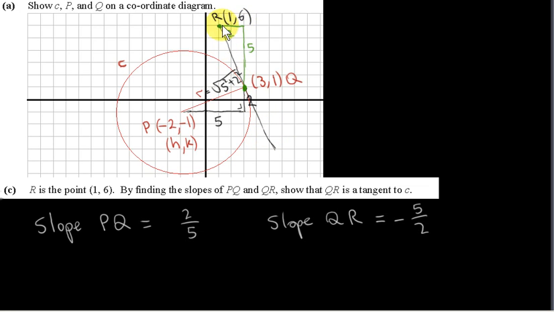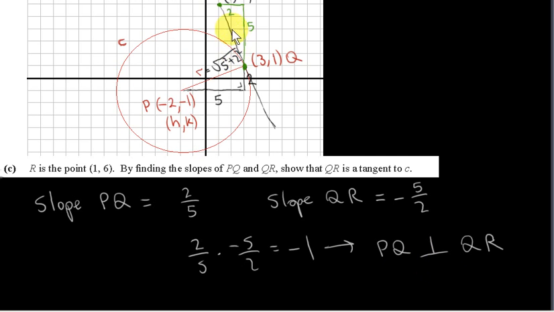Because if we go out a certain distance from any point on the line, if we increase x by a certain amount, we have to decrease y to meet the line. Of course, the other way to get the slope is just to use your formula. And if you use your formula, you'll get -5 halves. Now we see that if we take 2/5 and multiply by -5/2, we get -1. If the product of the slopes is -1, it means that PQ is perpendicular to QR. Now, since a tangent is perpendicular to the radius to the point of contact, we know that this line QR is a tangent.